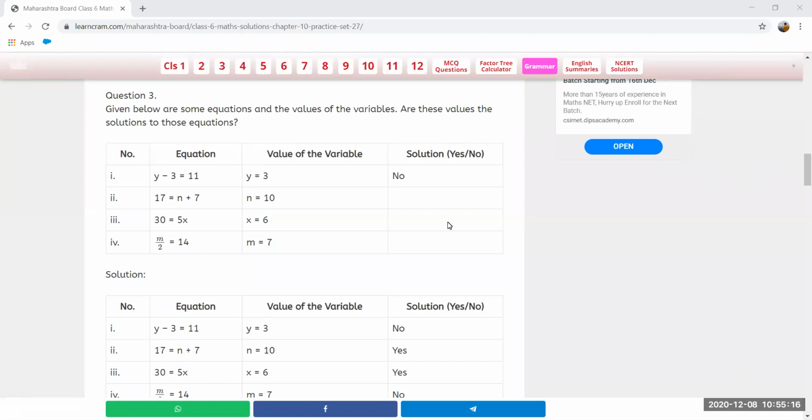So in this lesson, we have completed our question 1 and question 2. Question 3 is remaining. So we are going to learn today question number 3.